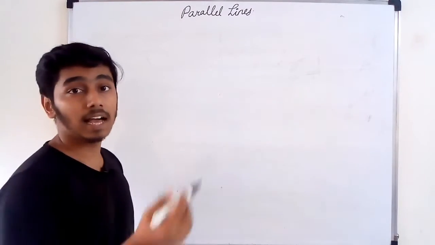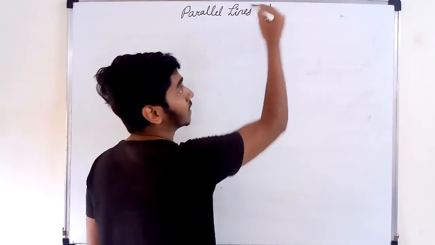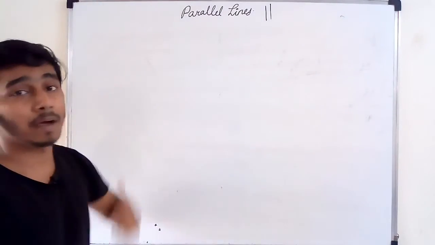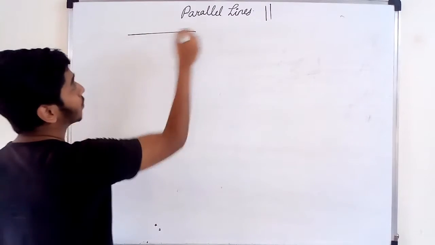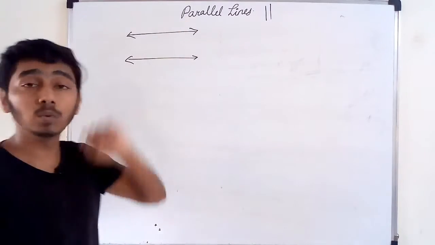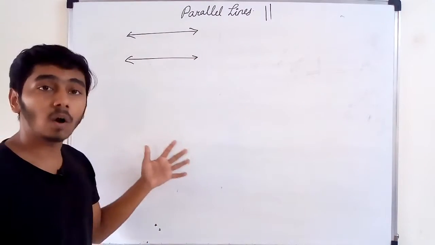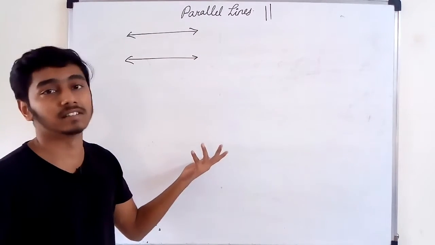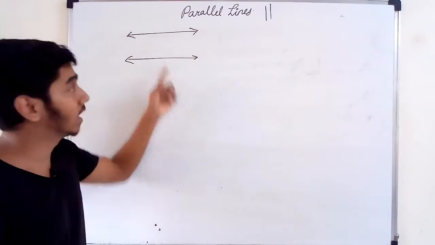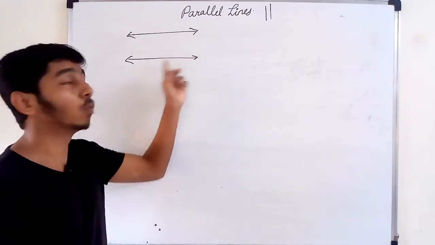Now, parallel lines, as we discussed in the previous chapter also, we represent like this, two lines like this. So let's understand what parallel lines are. If you have two lines which are on the same plane, or you can say a plane is also called a surface, so this is one surface or a plane, and on this plane there are two lines. If there are two lines on a single plane, they are called coplanar.